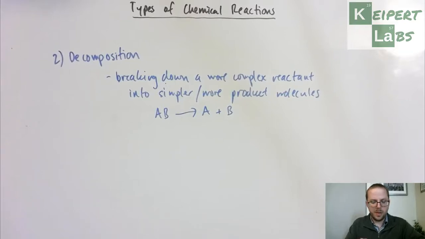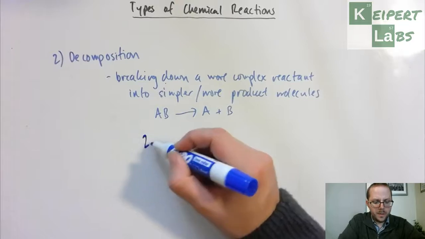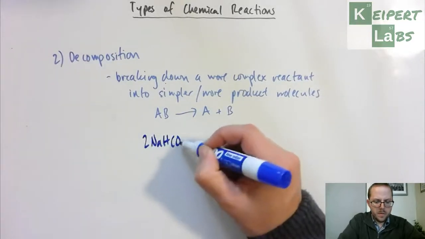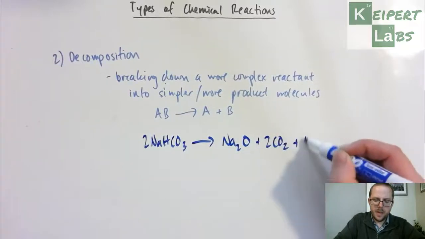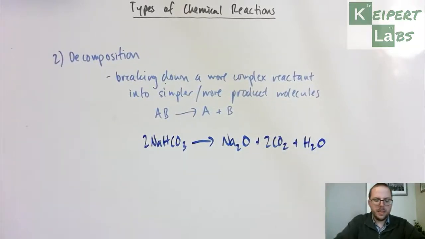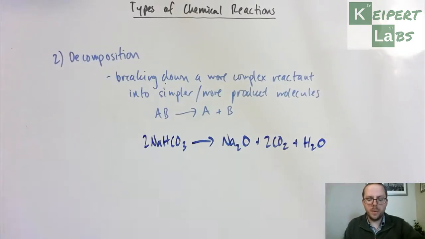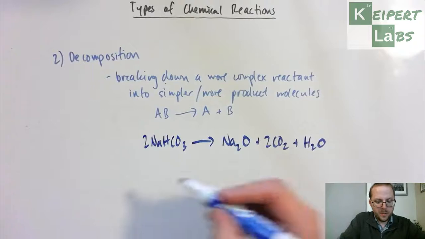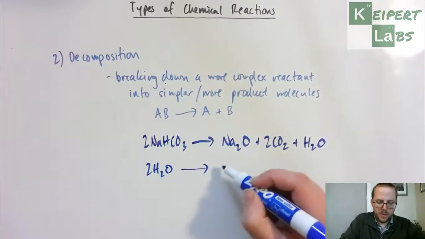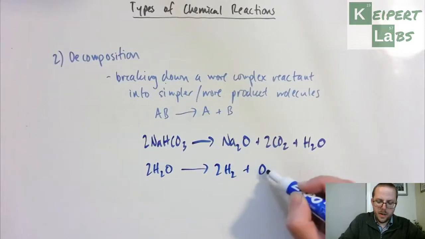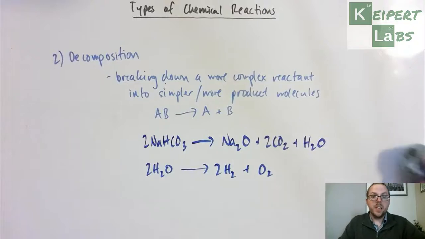One example that we might see is where you have sodium hydrogen carbonate decomposing into sodium oxide, carbon dioxide gas, and water vapor. So we've got a more complex reactant breaking down into multiple simpler product molecules. We might also see it when we have water molecules decomposing into hydrogen gas and oxygen gas. Each of these is an example of decomposing or breaking down.